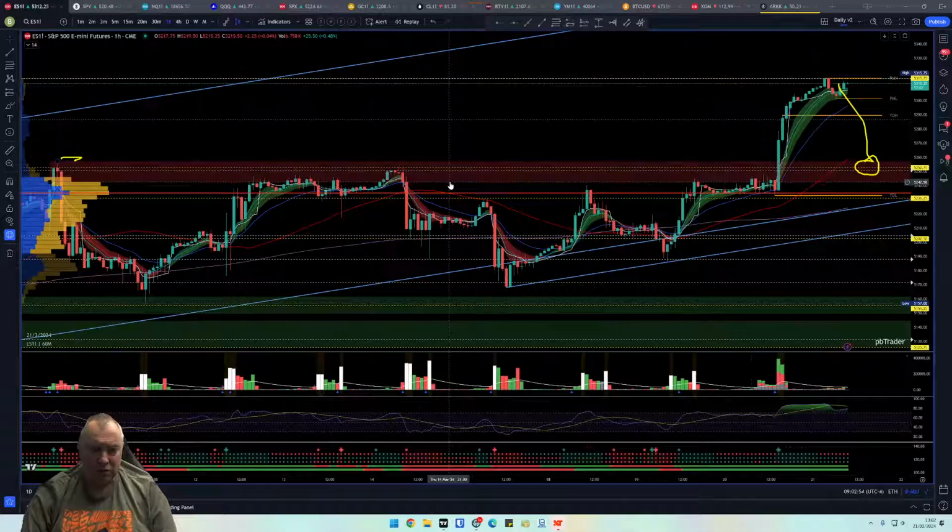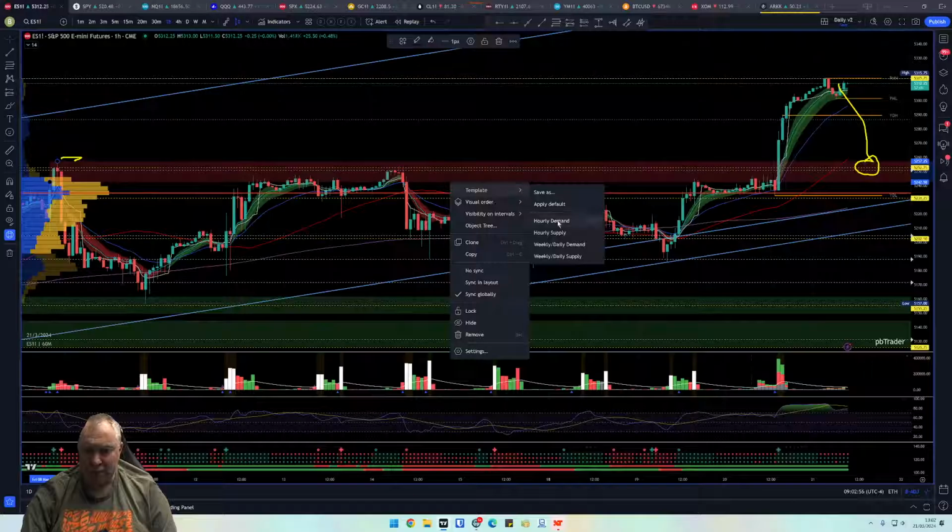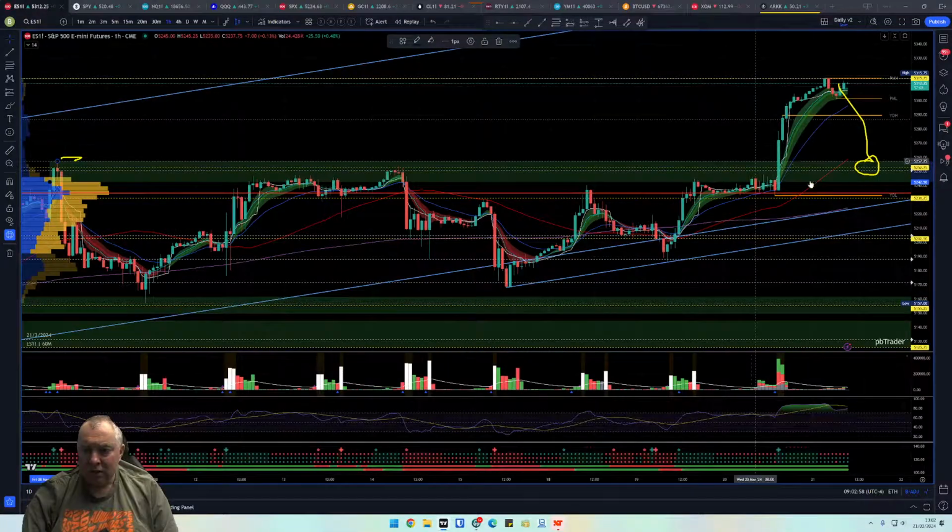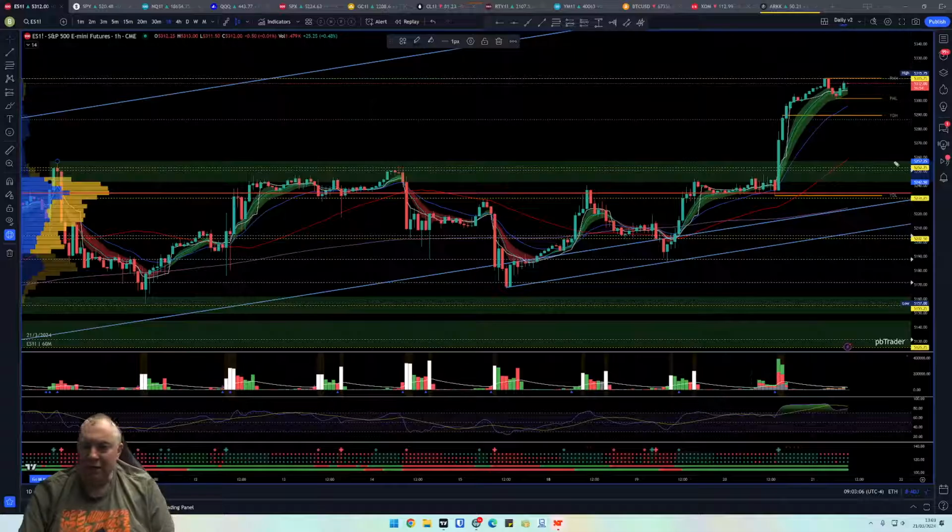So let's just change the colour so we can keep it consistent with everything else. So I'll be looking for a bounce around 52.50 through to 52.60 area, this area here. So that's the only entry I can see.